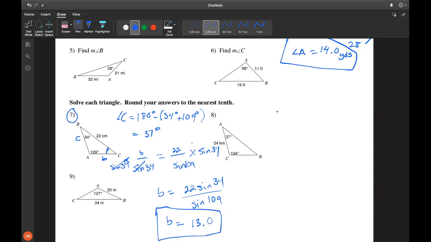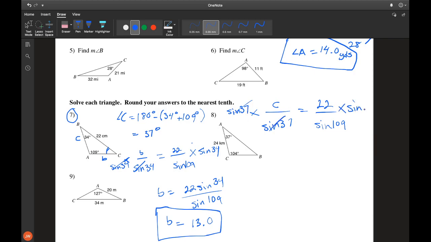So set up your sine ratio. C divided by the sine of angle C, which is right here. We just found it. 37 is equal to, you can use the same numbers. We can use A divided by the sine of A, angle A, right? So, same idea. Cancel out that sine. 37.